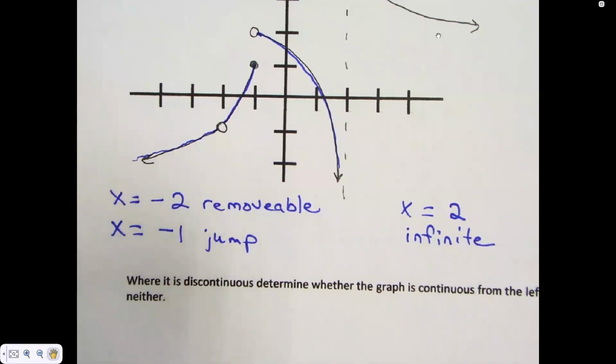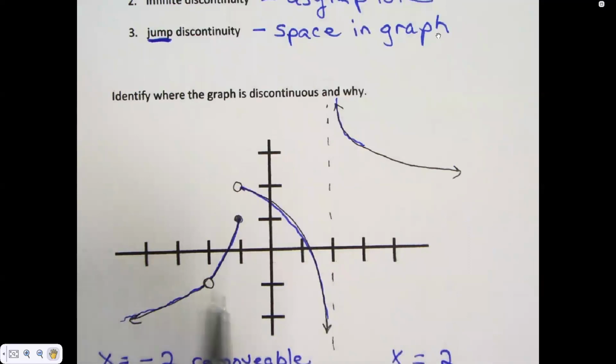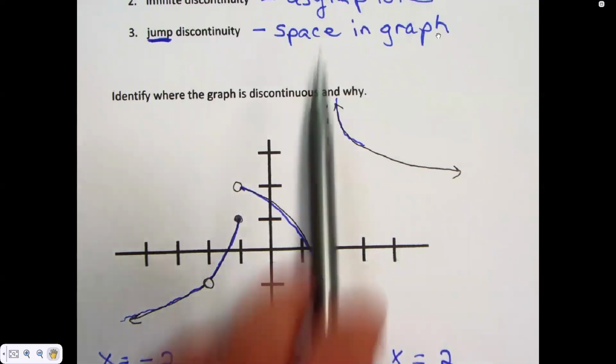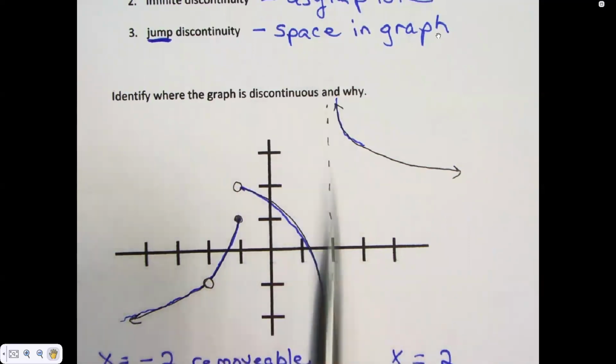Where it is continuous from the left or right, you have to have a value. So at -2, there is no value. So it is not continuous from the left or from the right. At 2, do I have a graph at 2? No. So it is not continuous from the left or from the right.